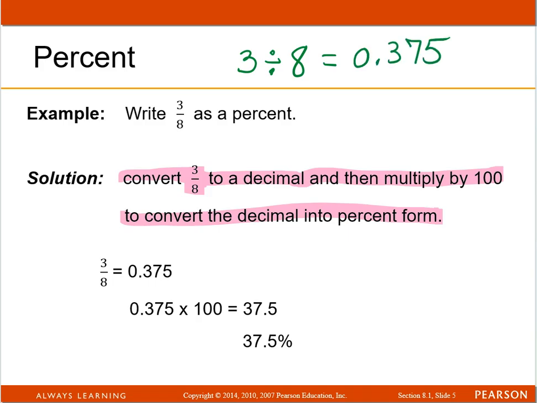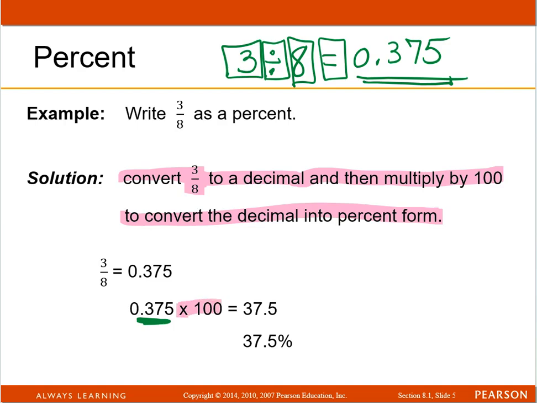And that's going to give you 0.375. So hit the number 3 on your calculator, hit the division sign button, then hit the number 8, and then hit your equal sign, and this is what you should see. That converts it from a fraction to a decimal. And then to convert it into a percent form, you would then multiply by 100, which will move the decimal point 2 places to the right, and then don't forget to add the percent sign.